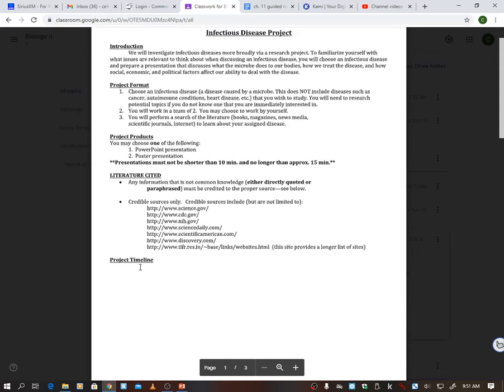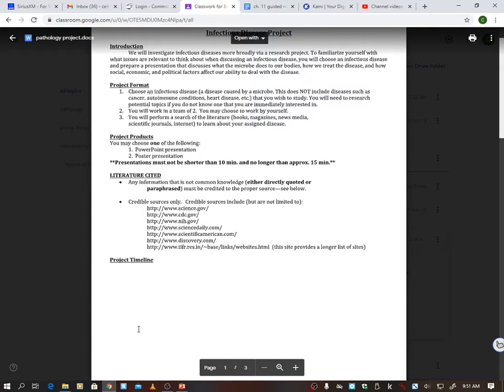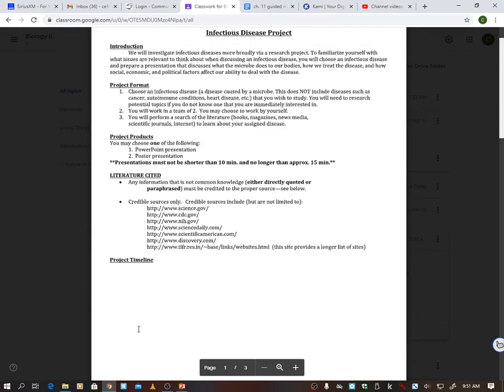Now the project timeline, like I said, I've kind of left it blank here. If you guys are researching and truly working, and I can see that, then I'm going to give you the time that you need. But eventually I'm going to put a cap on this, and I'll let you guys know that as I see how things are going.